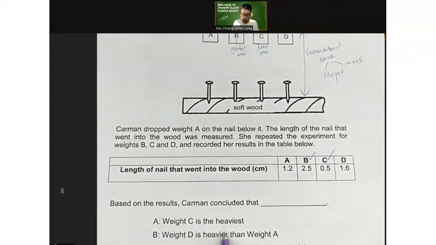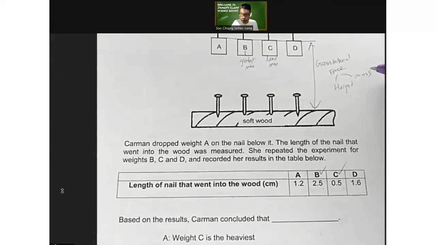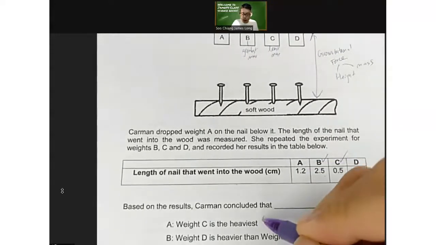Weight C is the heaviest. No, that's not true. If weight C is the heaviest, then, oh, by the way, just in case you're confused, mass is not weight, alright? Mass is not weight. When you're on Earth, the more mass you have means the more weight you have. If you're in outer space, no matter how much mass you have, your weight is still 0. But on Earth, the more mass you have, the more weight you have. The less mass you have, the less weight you have. So weight C is the heaviest is definitely wrong.